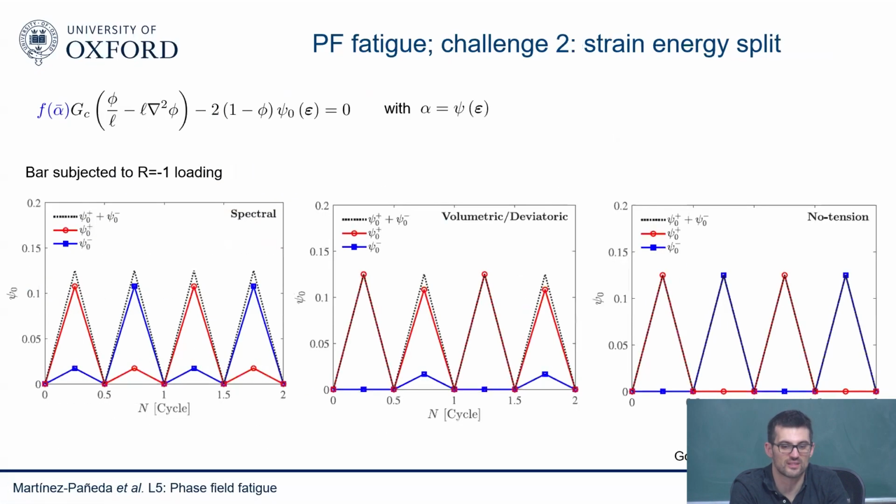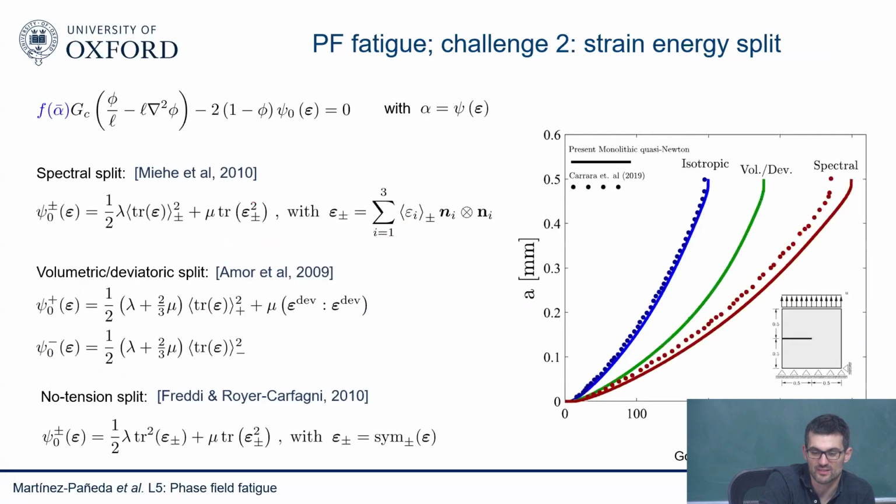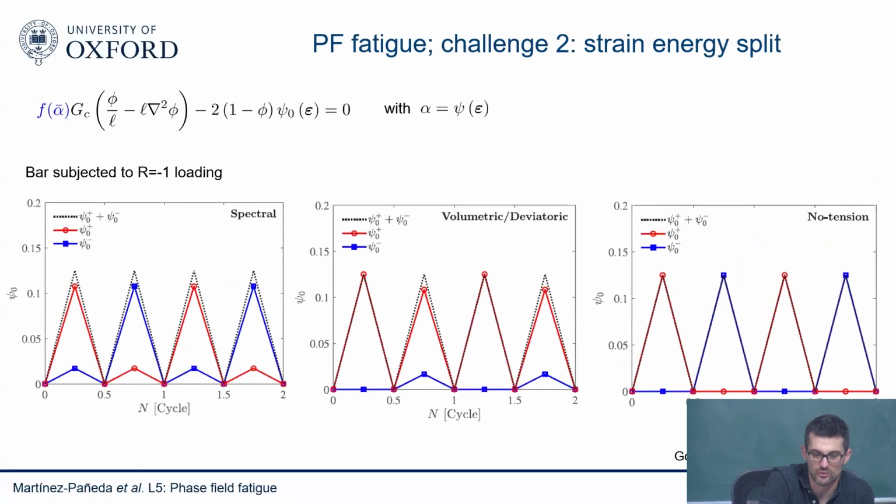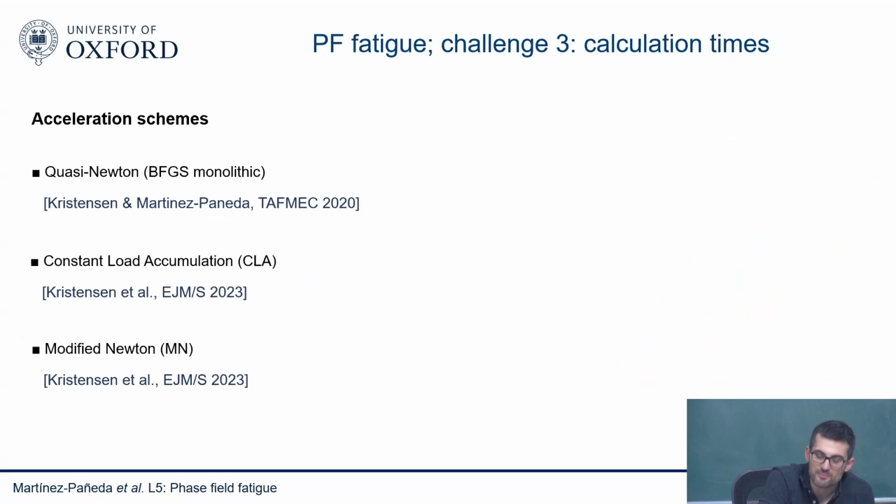So this is the second challenge. You need to pick a strain energy split that accounts properly for this decomposition between compression and tension. And it seems that the no tension split is the only one that can handle that. Otherwise, you're going to get this type of behavior where you get very different responses depending on which strain energy split you use. The other aspect is the calculation time.